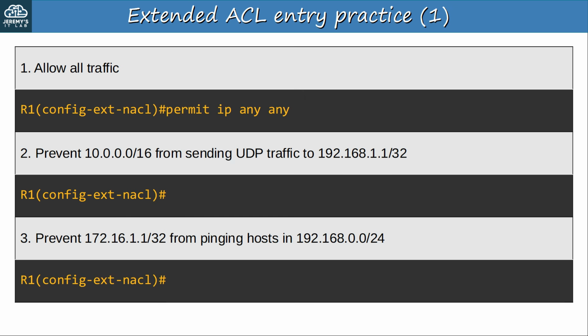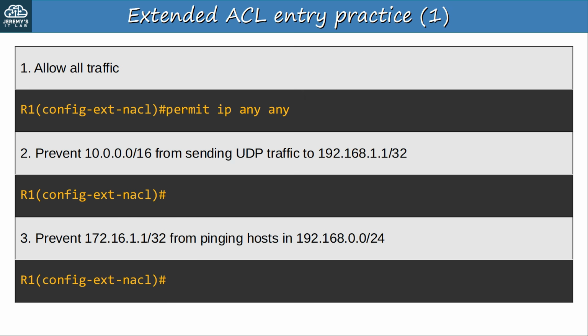The answer is permit IP any. We use IP to match all protocols, and then we can use any for both the source and destination to match all IP addresses. This is like permit any in a standard ACL.